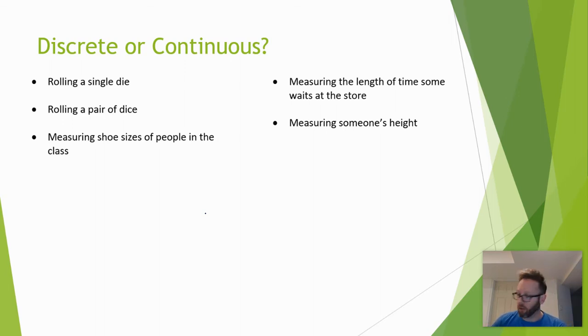So rolling a single die, hopefully that was a slam dunk for you. I'll just put a D here. That is a discrete random variable because on a single die, you can get 1, 2, 3, 4, 5, or 6. For rolling a pair of dice and recording the total, we just talked about that, that is discrete. You can only have the totals 2 up until 12.